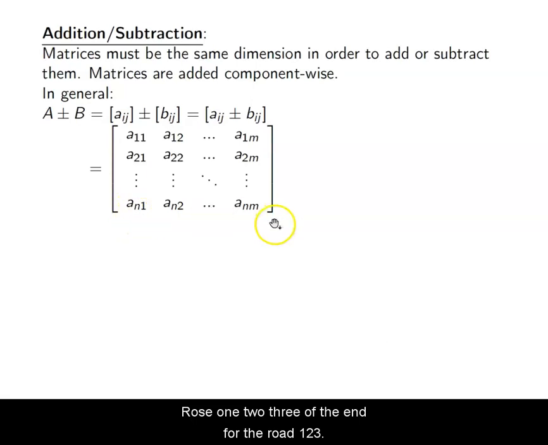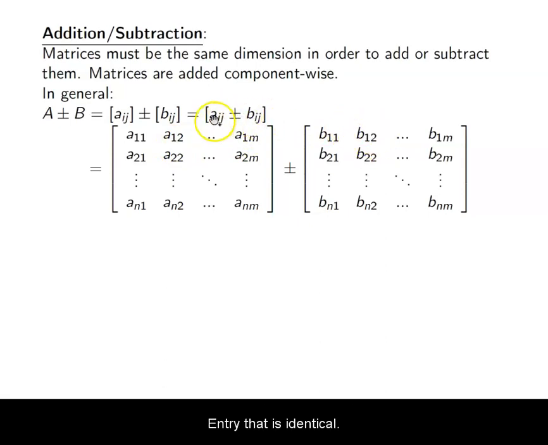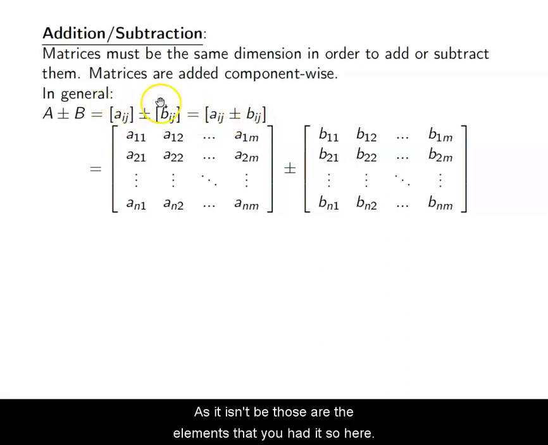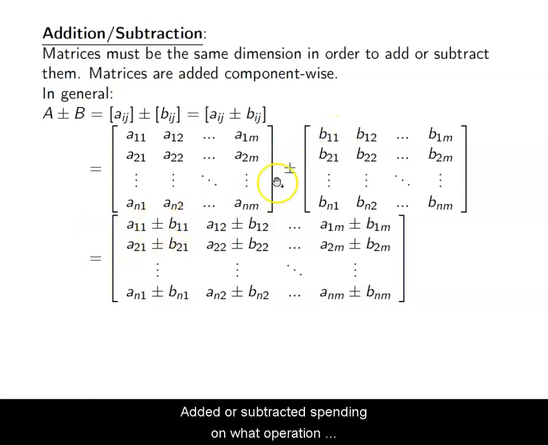1, 2, 3 up to n for the rows. 1, 2, 3 up to m for the columns. So this is what A would look like. This is what B would look like. I'm either adding them together or I am subtracting them. So here, if i is 1 and j is 2, then A12 adds together with B12. That's what this notation means. Each entry that is identical in A as it is in B, those are the elements that get added. So here, I'm adding A11 plus B11. Those get added or subtracted depending on what operation I'm doing.